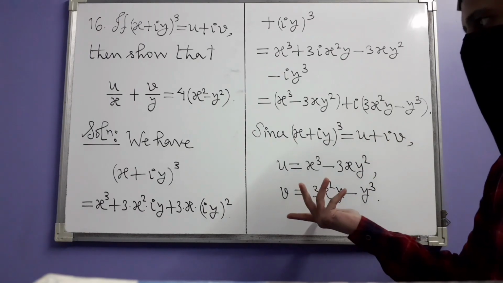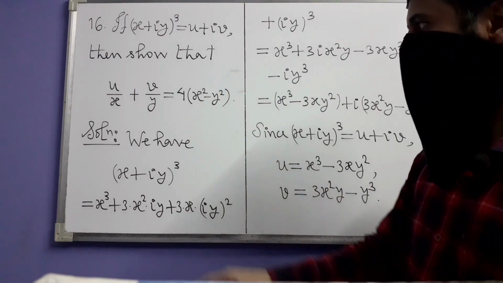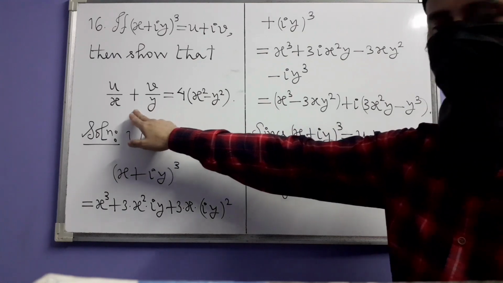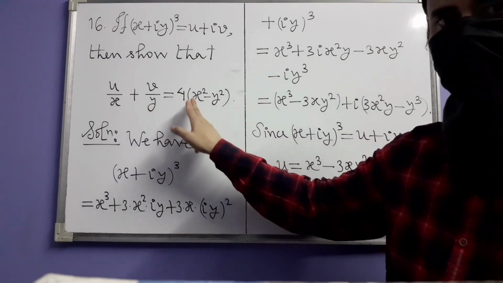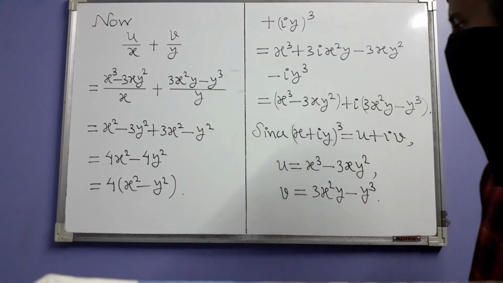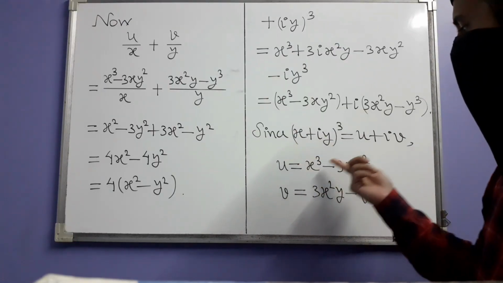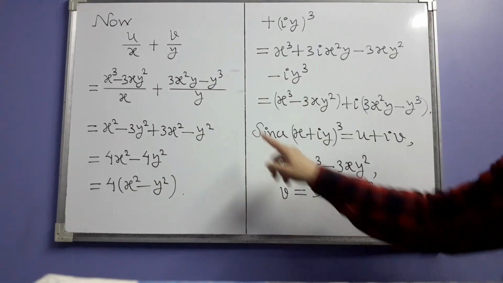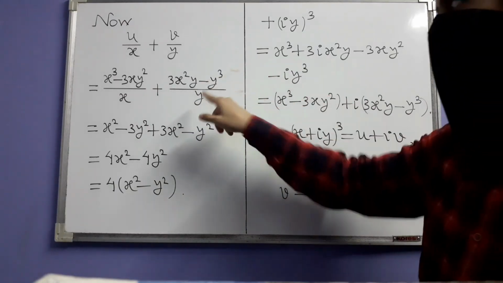So now you can understand what we are going to do next. We are going to substitute these expressions for u and v here on the left hand side, and we expect to get the right hand side. So we do just that. We substitute x³ − 3xy² for u and 3x²y − y³ for v.